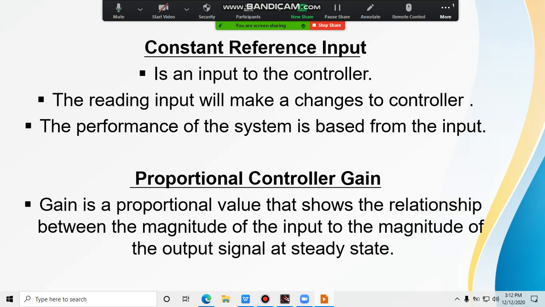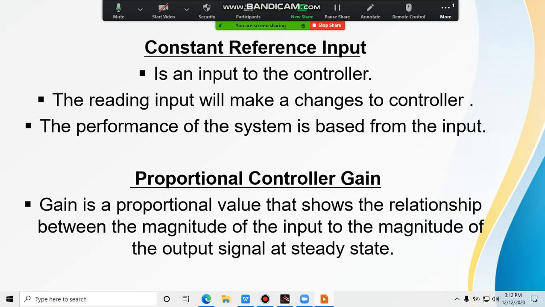Then we will discuss the constant reference input. The constant reference input is an input to the controller. It is also a reading input that will make changes to the controller. The performance of the system is based on the input.